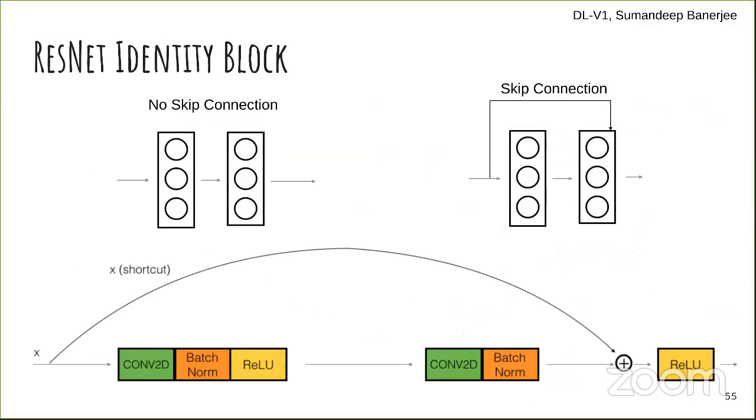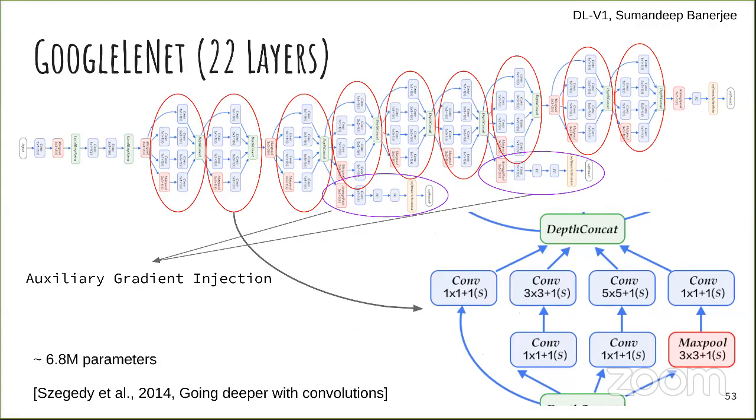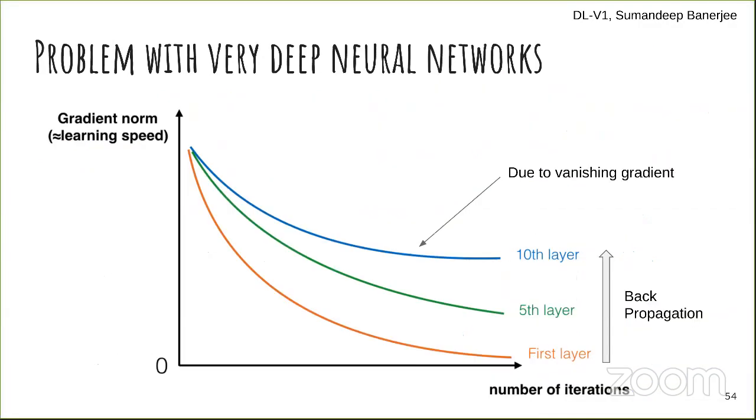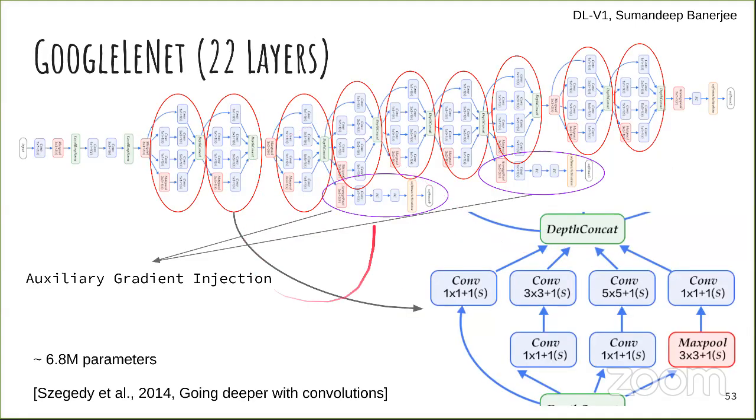Okay, so the problem that the Google people with 22 layers started facing was the vanishing gradient in backpropagation. The learning signal does not propagate well to the earlier layers, like the first layer, from behind. So backpropagation does not penetrate well to the earlier layers, and earlier layers learn very slowly. And they solved it using this auxiliary gradient injection.